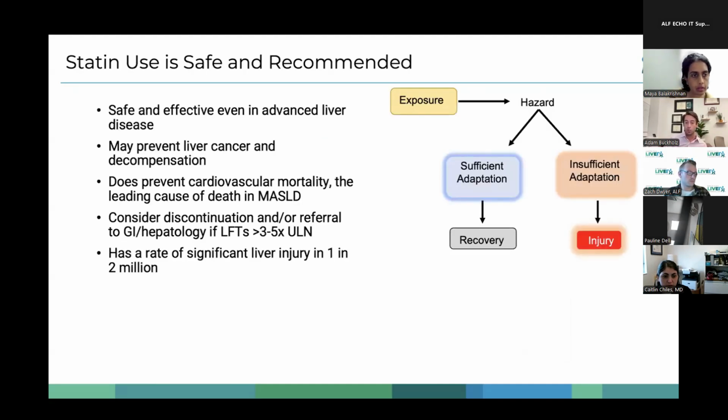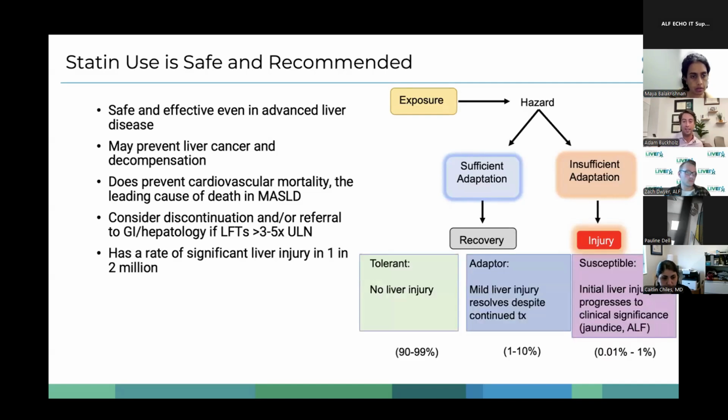And then briefly, we should talk about statins. Statins are safe and they are recommended even in advanced liver disease. So we're not going to get too much into the theory of liver injury, but there is a lot of fear, I think, in community practice in using statins in patients with liver disease. But in the vast majority of patients, they get exposed and they'll adapt sufficiently to the drug. So even if they see a mild increase in liver enzymes briefly after starting statins, they will over time adapt.